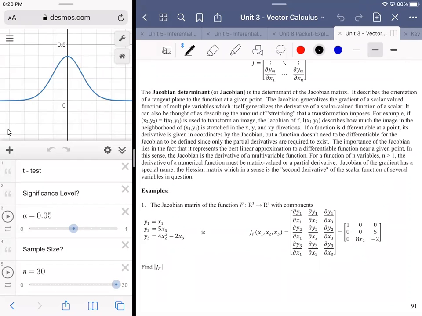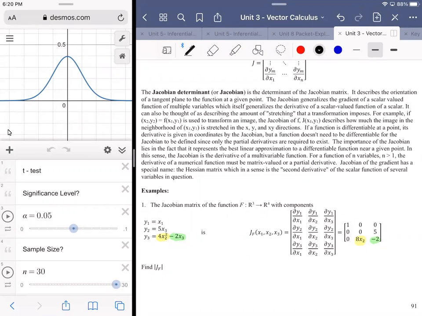But then for y3, when you take the derivative with respect to x1, it would go to 0. But when you take the derivative with respect to x2, you're going to get 8x2, 8 times x2 to the first power. And when you take the derivative with respect to x3, you'll get the negative 2. All right. So what we would be looking for in this Jacobian is the determinant of this 3x3 square matrix.